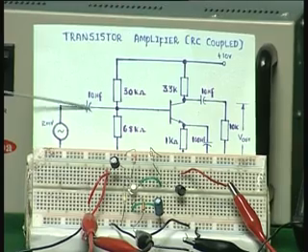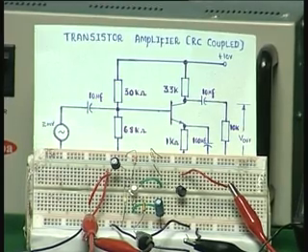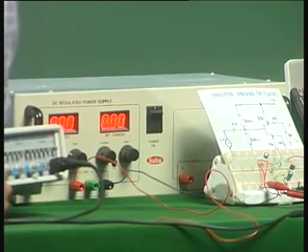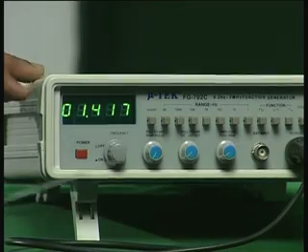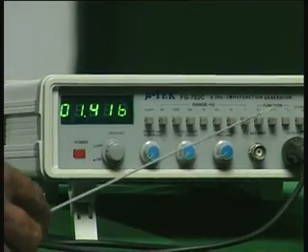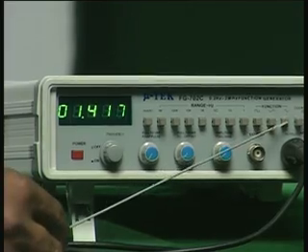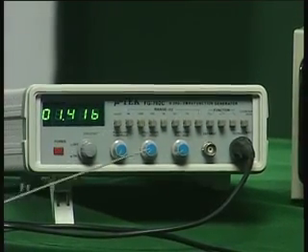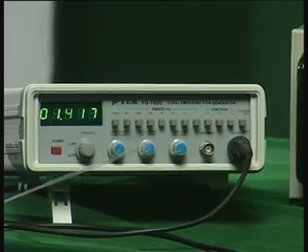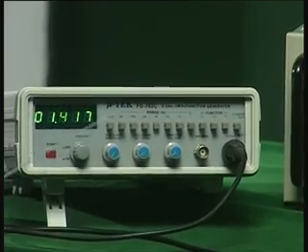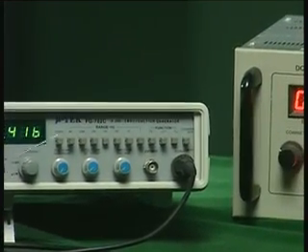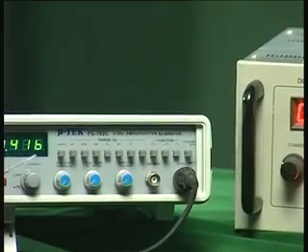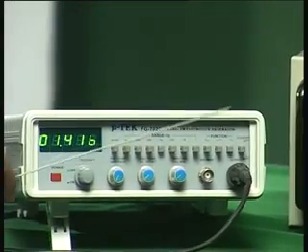I have put a coupling capacitor and an AC signal source. This is the AC signal source, which is a function generator which can generate different types of waveforms: sine, square, triangle. I have chosen the sine wave, and these are for selecting the frequency, these are for varying the frequency and the amplitude. I have kept around 1 kilohertz frequency and I have kept some small voltage, a few millivolts.